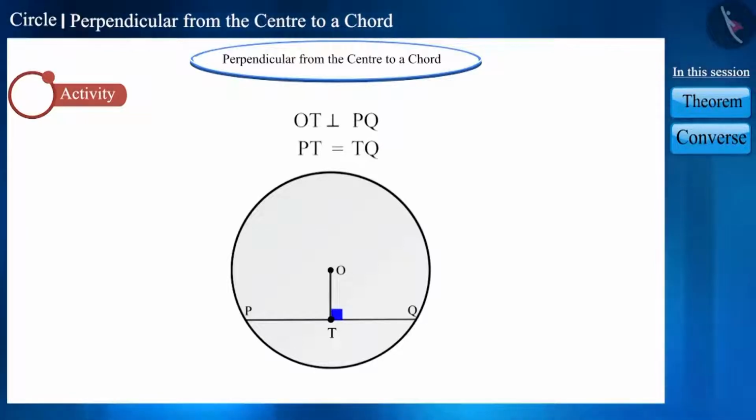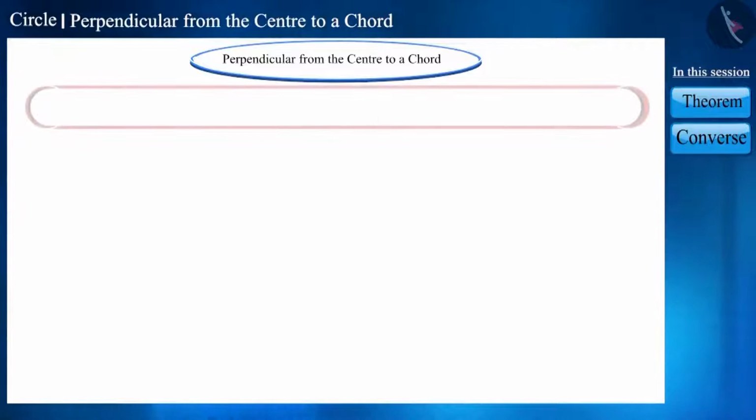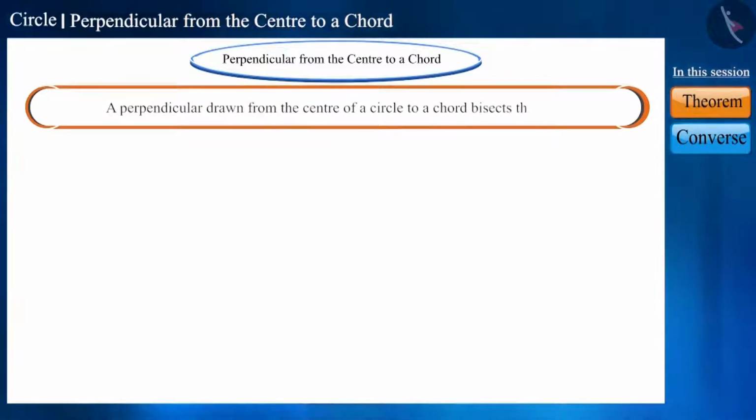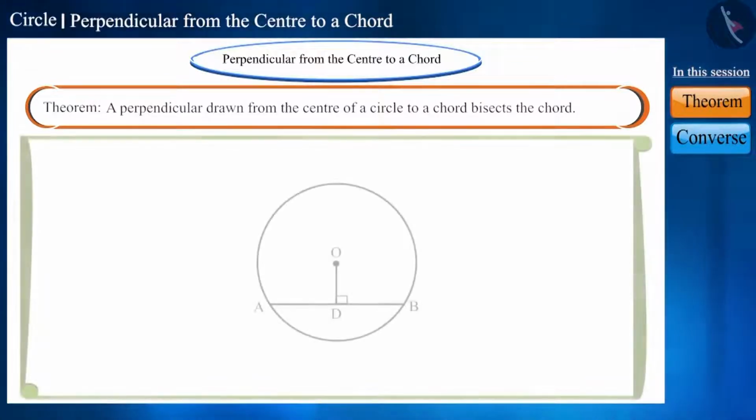Friends, you can repeat this activity by making more circles. You will find that a perpendicular drawn from the center of a circle to a chord bisects the chord. This is a theorem. Come on, let's prove it mathematically. With the help of the statement, draw a figure.